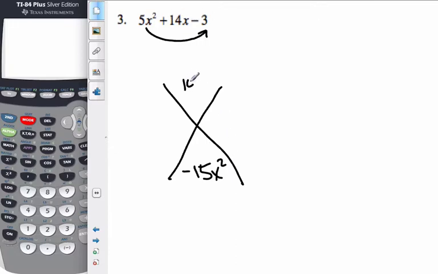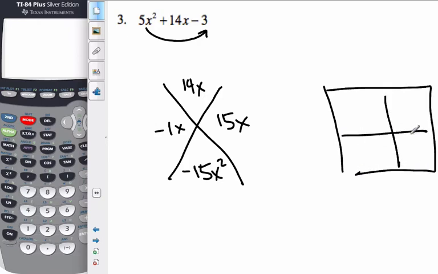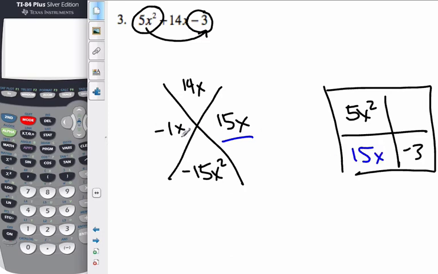I get the 14x. And so now what multiplies to get negative 15 and adds to get 14? Well, how about 15x and negative 1x? Make my box, and I get 5x squared, which comes from here. Negative 3 goes here. And then I take my 15x and my negative x, and I start to factor.